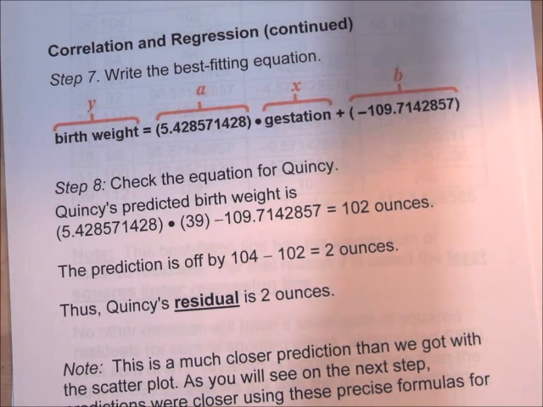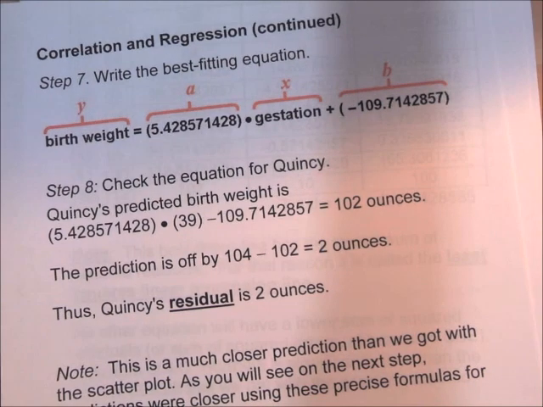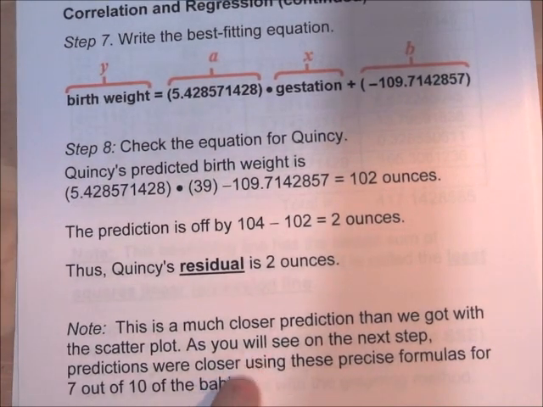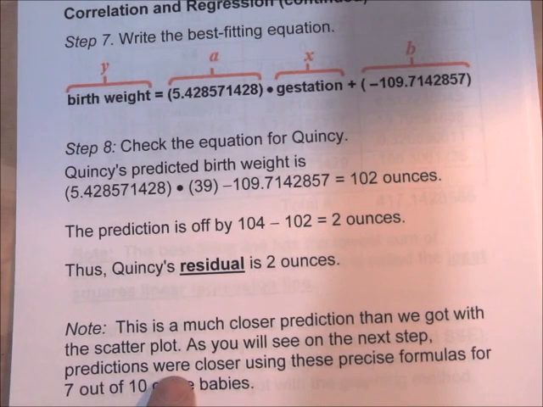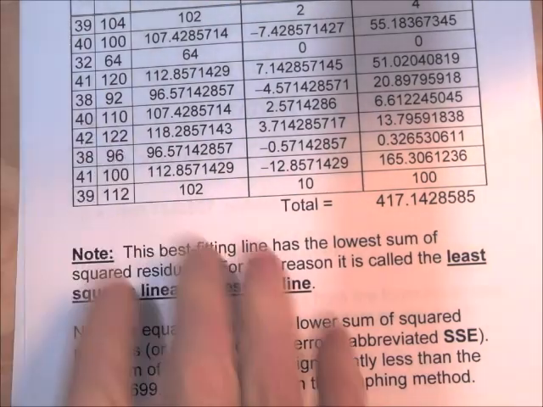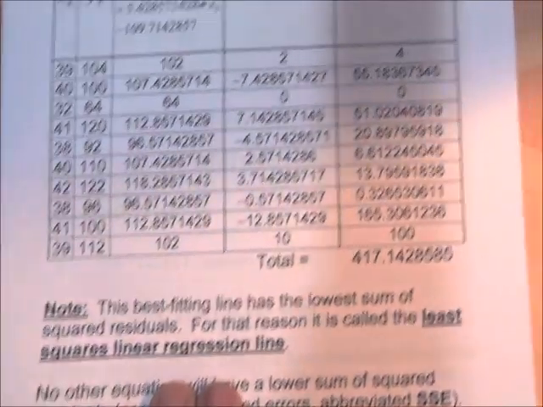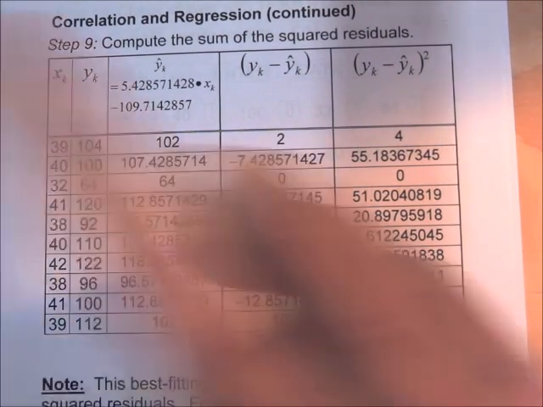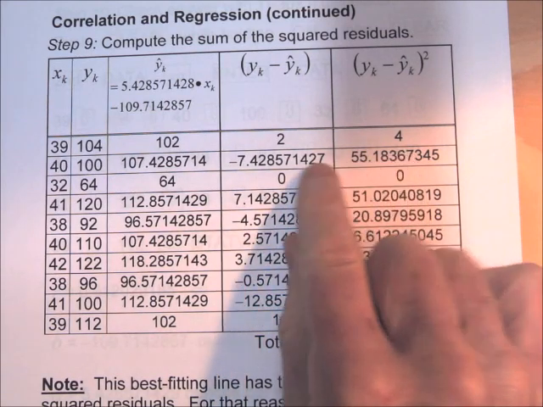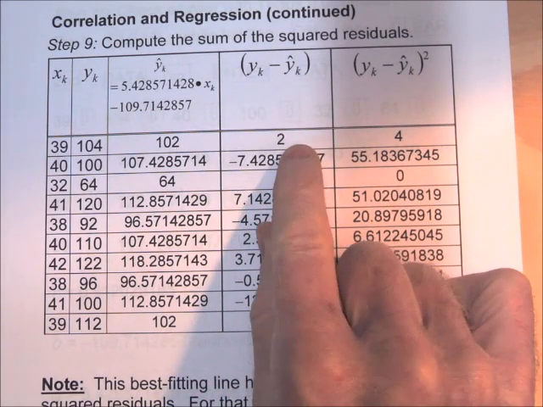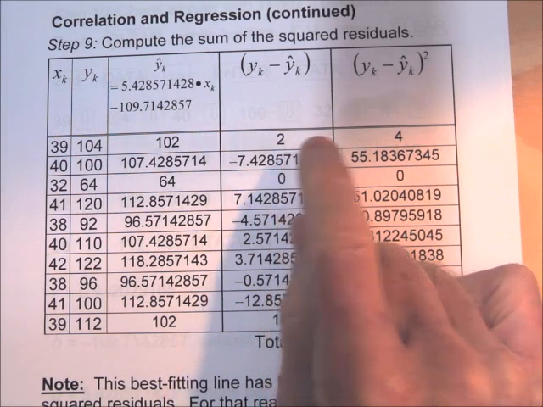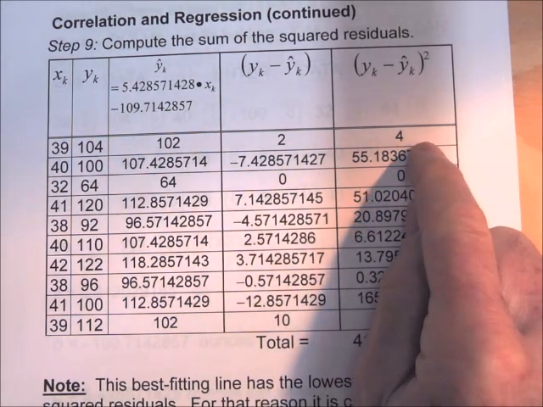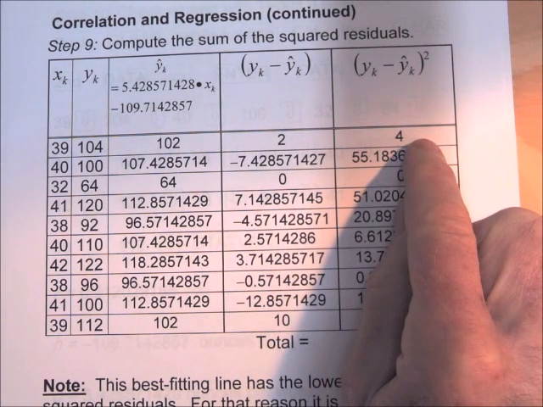In general, the scatter plot was going to be less accurate. On the next step, we see that the predictions were closer for 7 out of 10 of the babies using the more precise formulas. So anyway, we get the residual for Quincy is 2 ounces, and then the residual squared is 4.